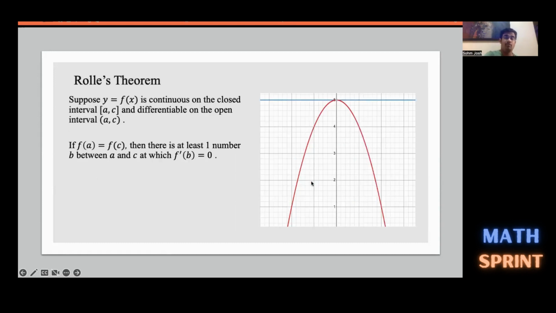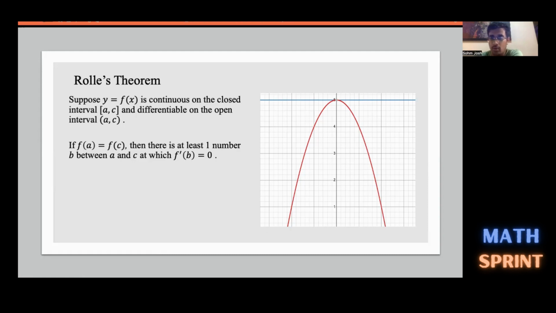Now let's move on to Rolle's theorem. So suppose y is equal to f of x is continuous on the closed interval a comma c, and differentiable on the open interval a comma c. If f of a is equal to f of c, then there is at least one number b between a and c at which f dash of b is equal to 0.